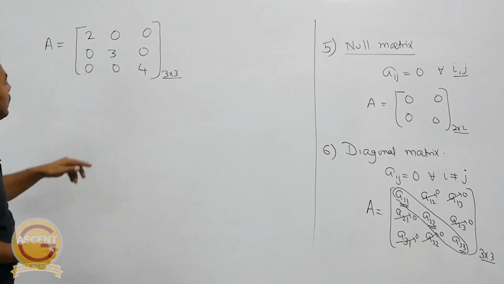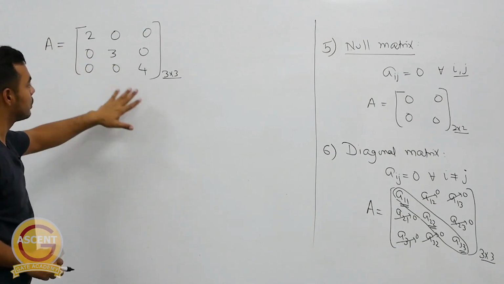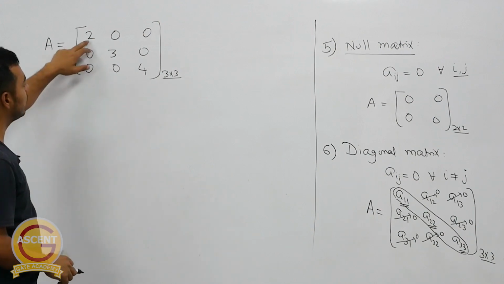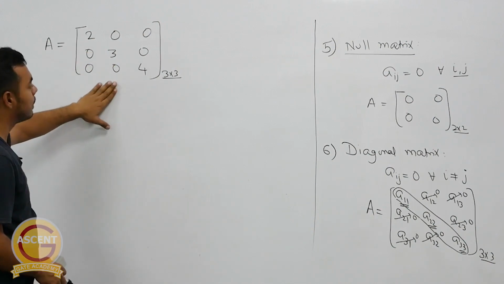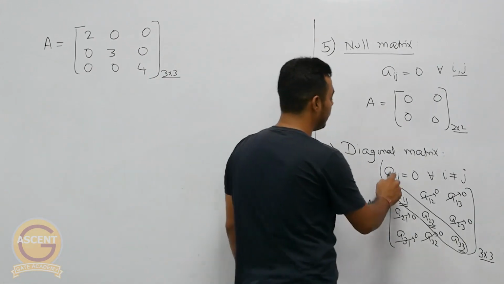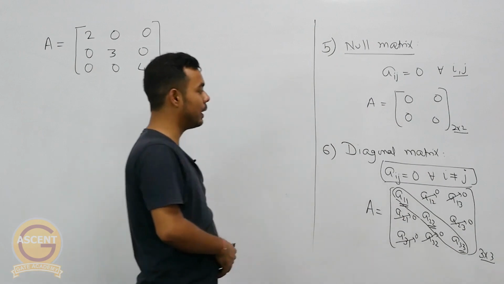You can see that all the off diagonal elements are 0 and on the diagonal we have 2, 3 and 4. So this will be an example of a diagonal matrix. Now see, on the diagonal you can have either 0 or a non-zero entry, but the important thing is that all the off diagonal elements have to be 0. This is the definition of a diagonal matrix. a_ij is 0 whenever i and j are different.